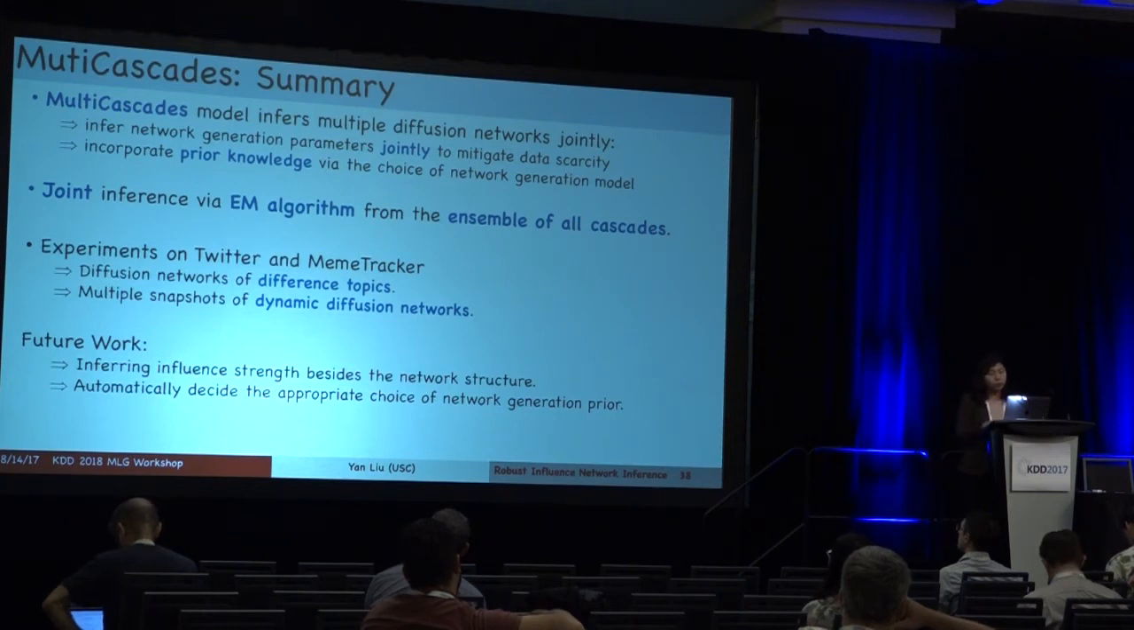For future work, we want to also infer the influence strength rather than just the network structure itself, and also decide what the graph generation prior should be. Right now, we have tried the stochastic block model and latent space model, and there may be many other types of graph priors that we can adopt.